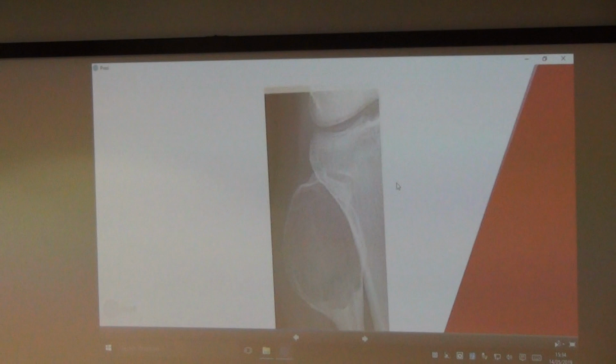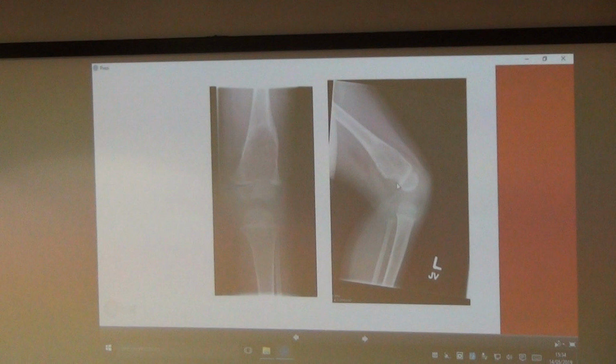So, lytic. Lots to say about it. It's an AP lateral of a left knee in a skeletally mature patient. There is, in the distal diaphyseal metaphyseal region, a lytic lesion, and what's it doing? There is a narrow zone of transition, and an associated expansion of the bone. Given these features, this appears to be a non-aggressive lesion.